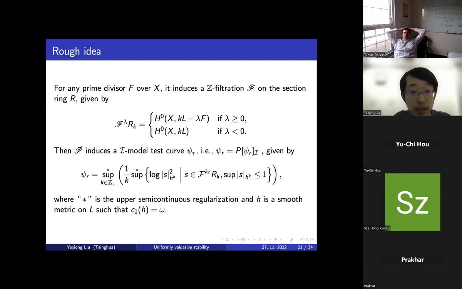And this filtration is induced by the I-model test curve psi r, i.e. psi I equals the P, the I-model envelope of psi r. I do not introduce the explicit definition of the I-model, which means a model potential with good singularity. The explicit definition of psi is this one, the upper semi-continuous regularization of the limsup of one over k log of the sup. Here H means the smallest metric on L such that the first Chern form equals omega.